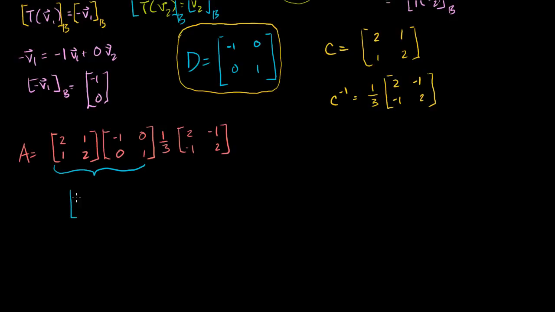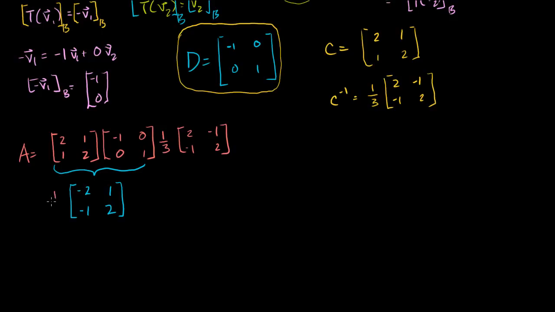We're going to get a 2 by 2 matrix. We get 2 times -1 plus 1 times 0. So this is going to be -2. And then here you get 2 times 0 plus 1 times 1. So you're just going to get 1, right? Then here, 1 times -1 plus 2 times 0. That's just -1. And then you get 1 times 0 plus 2 times 1. Well, that's just 2.